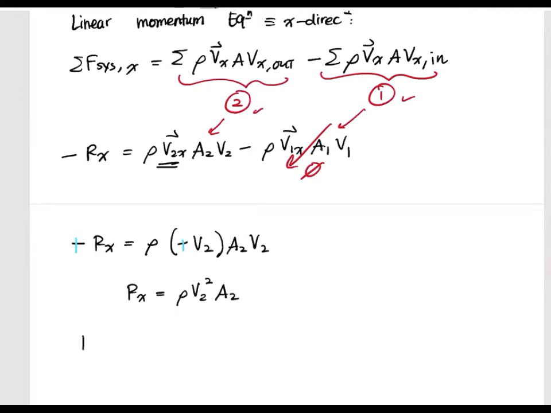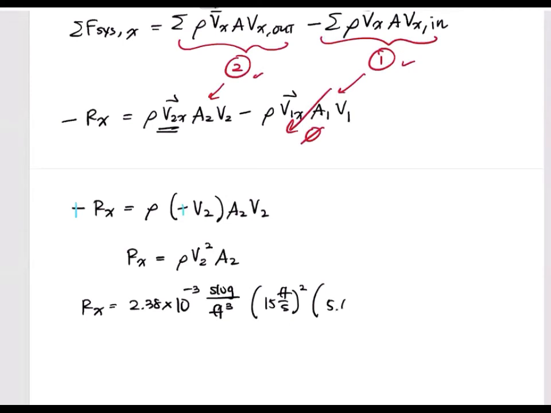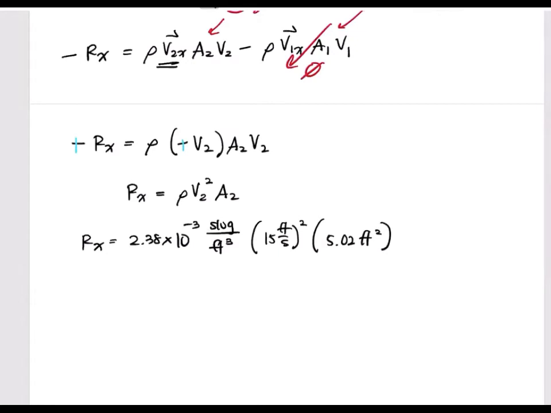Okay, let's plug and chug, and we get 3 slugs per feet cubed, V2 is 15 feet per second quantity squared multiplied by A2, which is 5.02 feet squared. And that is going to give us, Rx is going to be approximately 2.69. And now the units for this is going to be pound force.